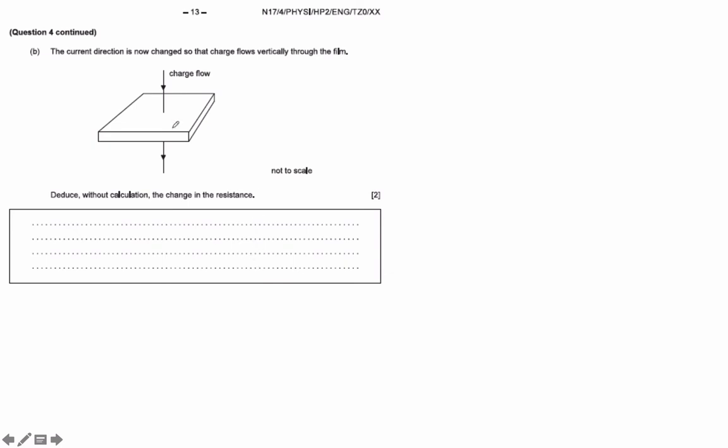And then this question says, what if instead of having the charge flow this way, we have it flow this way? Remember, the resistance is resistivity times length divided by area. So talk about, in both cases, the difference between this area and this area. That's going to cause something, right? Talk about this length here, which I got as 0.032 meters. Compare that to 2 micrometers.